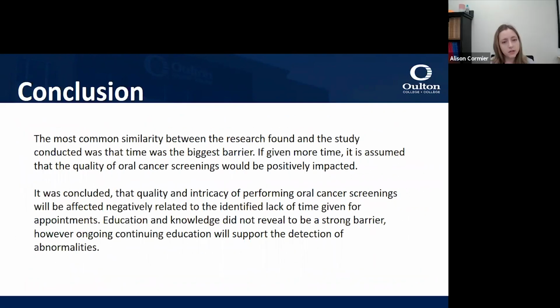For our conclusion, the most common similarity between the research found in the study and the research conducted was that time was the biggest barrier. If given more time, it was thought that the quality of oral cancer screenings would be positively impacted. It was concluded that the quality and intricacy of performing oral cancer screenings will be affected negatively related to the identified lack of time for the given appointment. Education knowledge did not prove to be a strong barrier. However, ongoing education is important and will support the detection of abnormalities.